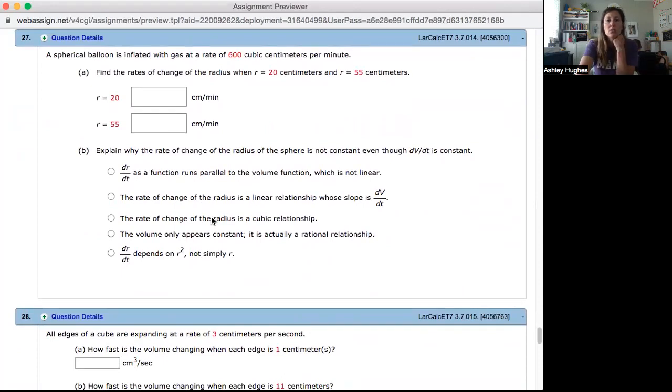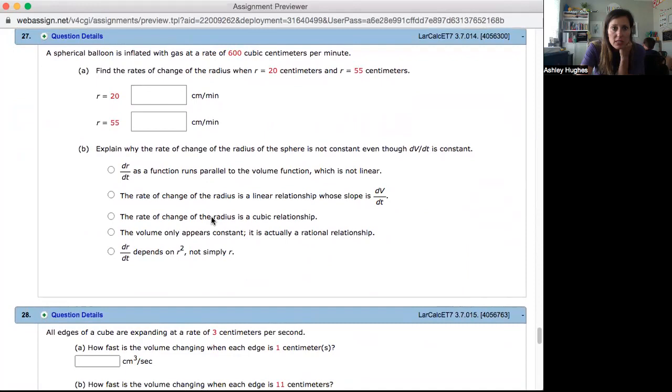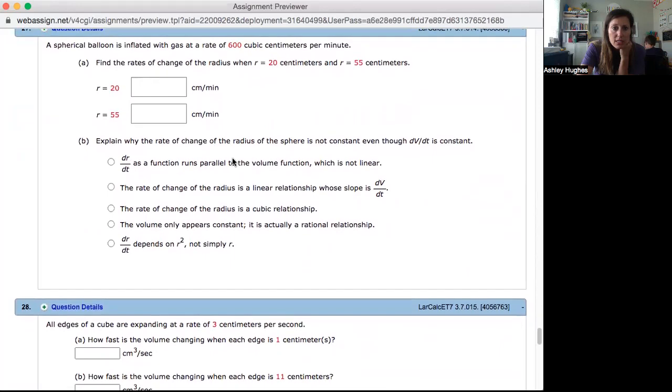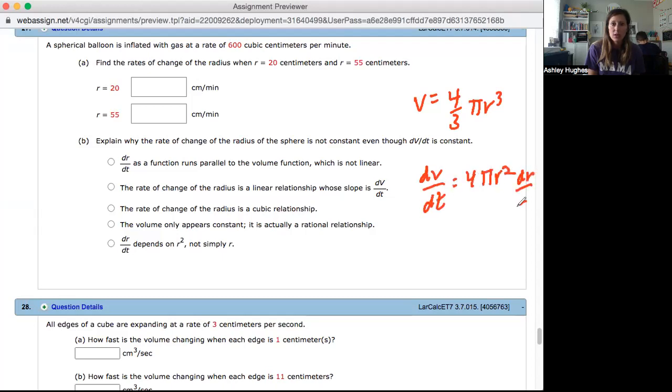Explain why the rate of change of the radius of the sphere is not constant, even though dV/dt is constant. dr/dt as a function runs parallel to the volume function, which is not linear. Okay, so let's look at it. Volume is 4/3 pi r cubed. The derivative of it is 4 pi r squared dr/dt. It's not linear. It's not cubed. This dr/dt depends on r squared, not simply r.